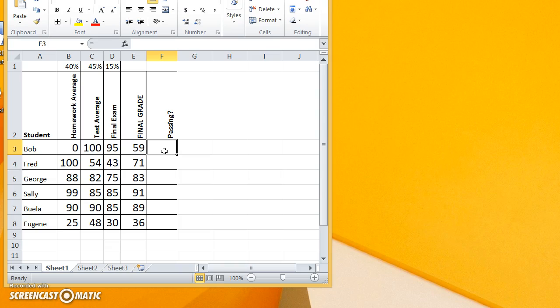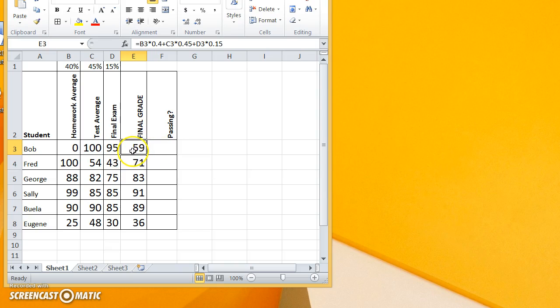We want to talk about whether or not Bob is passing, if he's going to pass the class. Now let's think about this. If I want to know if he has passed the class, what's important? What makes that decision? His homework average, his test average, his final exam, or his final grade? Well, it's going to be his final grade. This is the thing that's important to us to make a decision about whether he's passing.